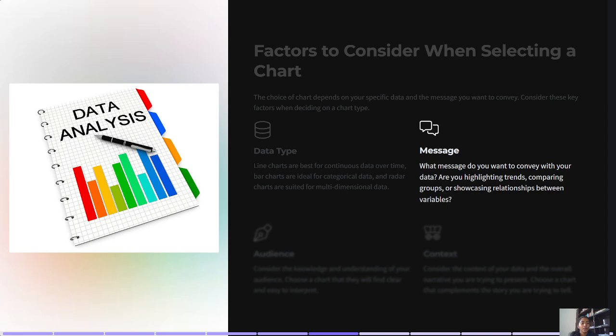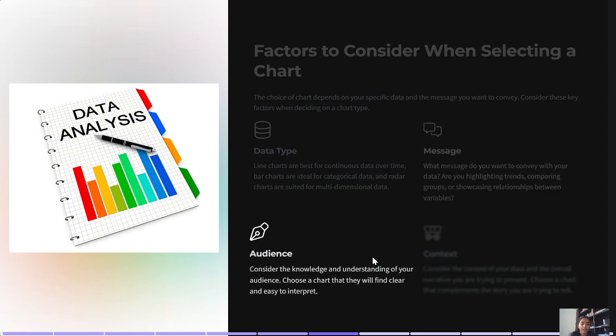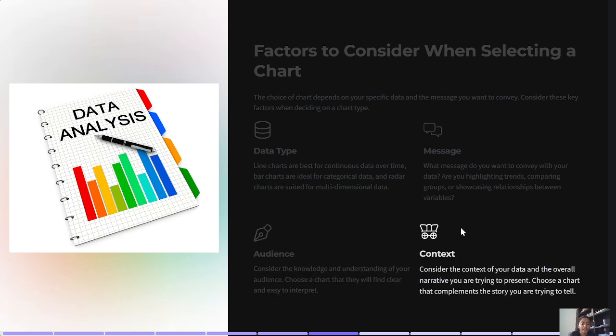Message. What message do you want to convey with your data? Are you highlighting trends, comparing groups, or showcasing relationships between the variables? Coming to the audience. Consider the knowledge and understanding of your audience. Choose a chart that they will find clear and easy to interact with. Coming to the context. Consider the context of your data and the overall narrative you are trying to present. Choose a chart that complements the story you are trying to tell.